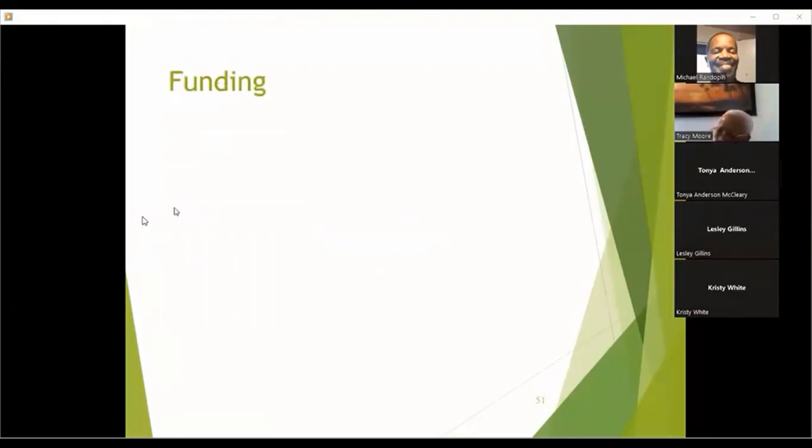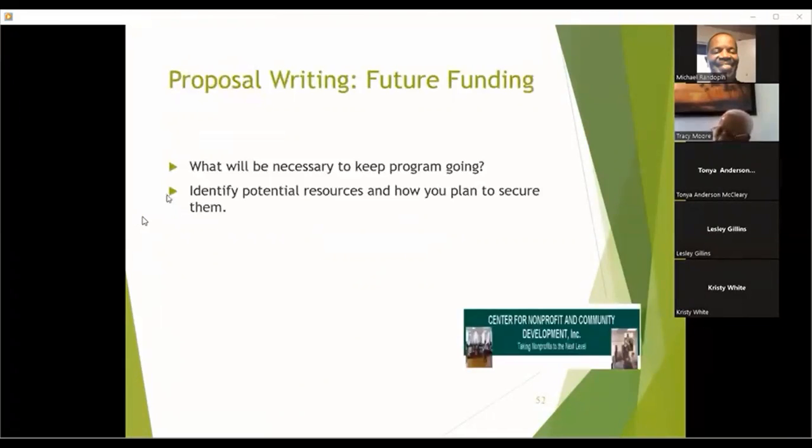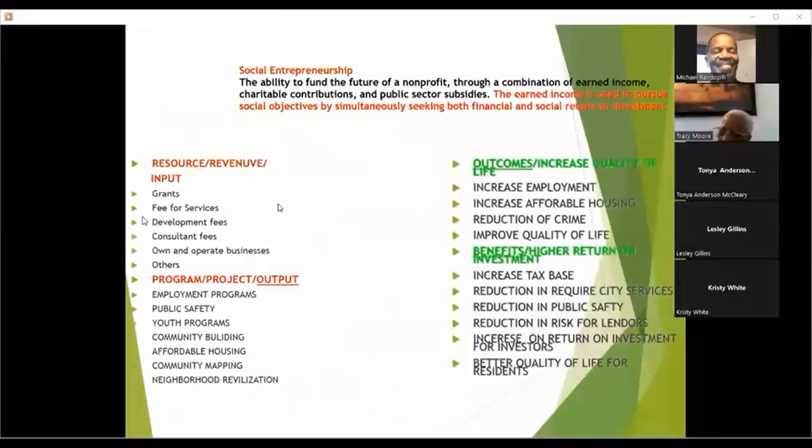Funding. Let's go to funding now. This section begins to talk about how you assure that you get ongoing funding for your organization. What is your financing strategy that relates to finance and making sure your organization grows? So as you can see, this is what I call social entrepreneurship. And what is it? It's the ability to fund the future of nonprofits through a combination of earned income.